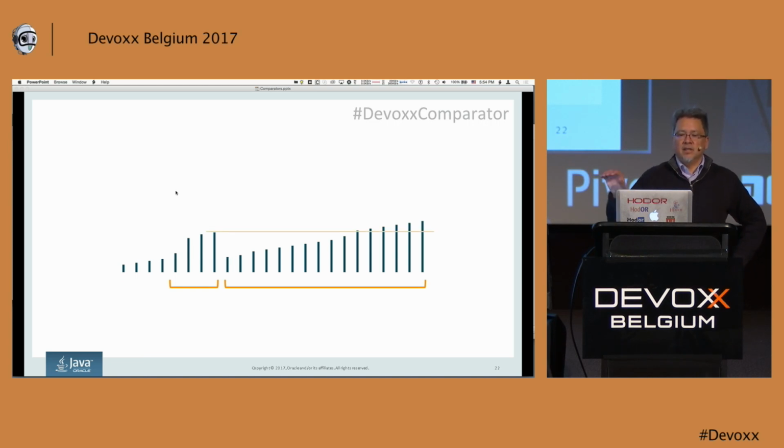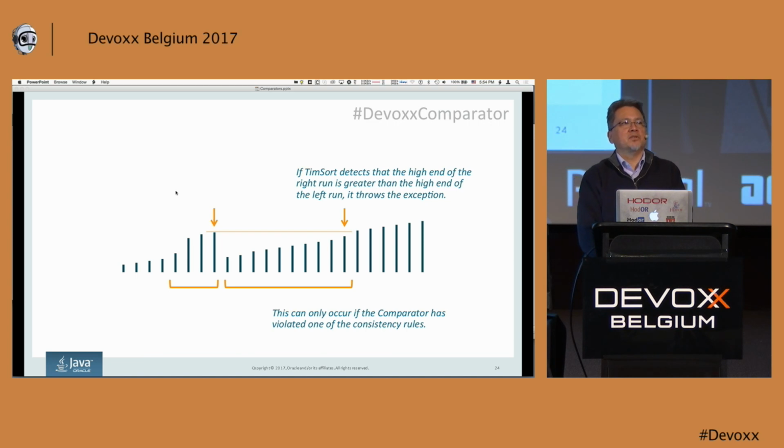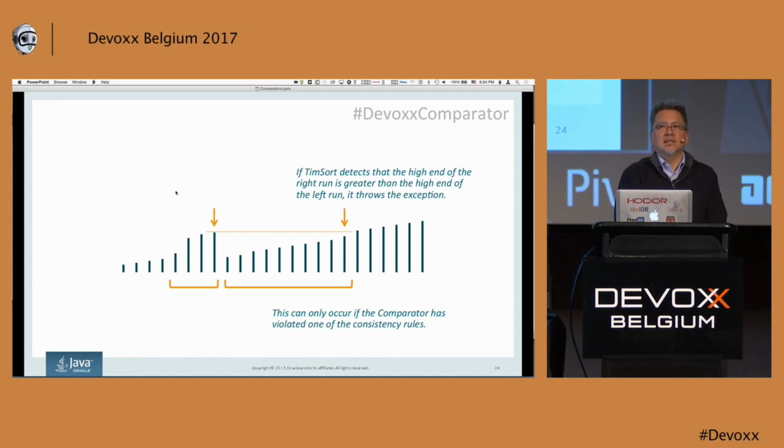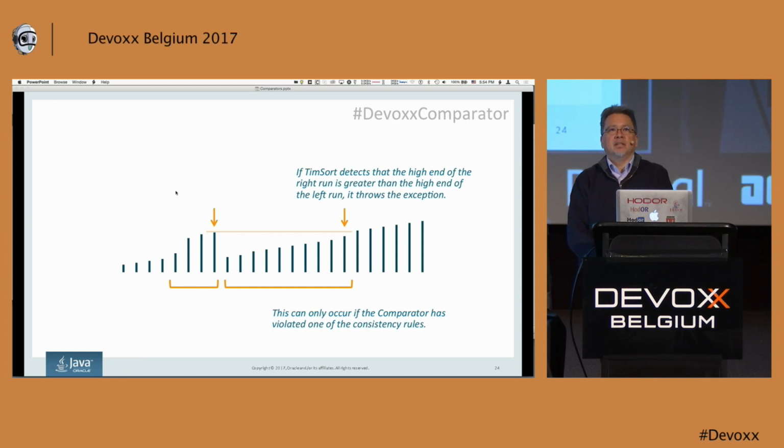And same at the high end. It says the highest ones on the high end of the right run can be trimmed out of the merge. And so what happens is this establishes an invariant between the runs, which is that the high end of the left run must be greater than the high end of the right run. And if in the middle of the sorting algorithm, timsort detects under certain cases that that is not the case, that's the point where it decides to throw an exception. And it can only happen if the comparator has a bug in it.